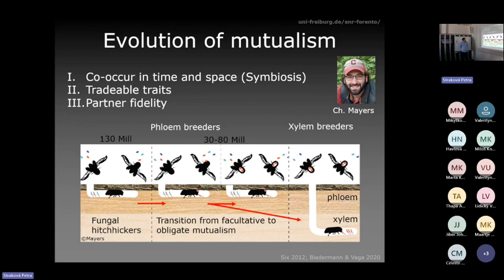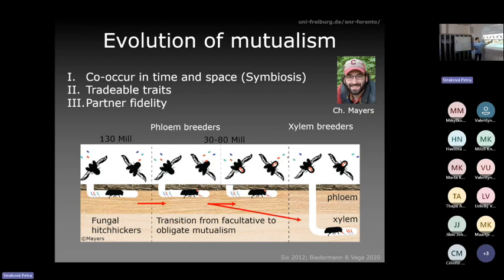Okay, so if we look now in history, how did this all start? So how did this symbiosis or this mutualism start? It started with the symbiosis, so that there were just fungi occurring at the same time with the beetles in the tunnels, and these fungi probably profited from being dispersed by the beetles. And then at some point, some fungi turned out to be a bit beneficial for the beetles. So when they were present in the nest, the beetle had a bit more offspring, and so the beetle then tried to bring this fungus with it.